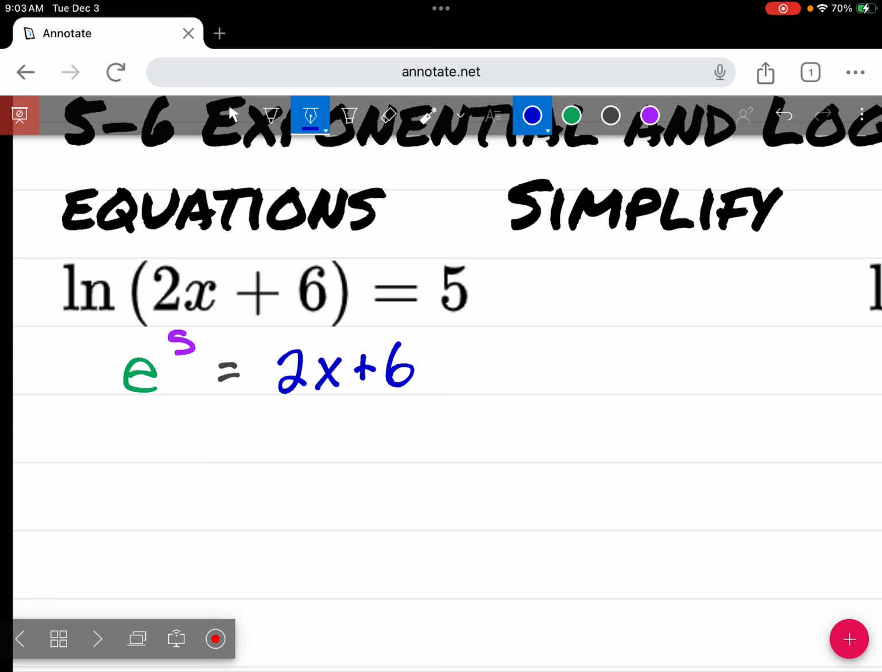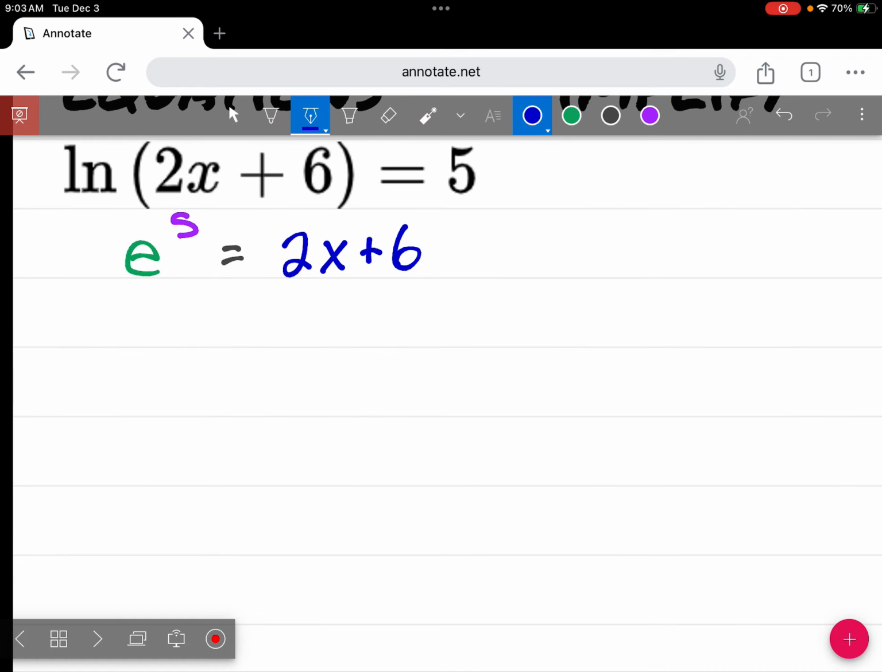So switching this around from our logarithmic form, log base e, that's what ln is, back to our exponential form. So we're solving, trying to get our x by itself. What do we need to do? Minus 6 from both sides. So we're going to have our e to the 5th minus 6 equals 2x.